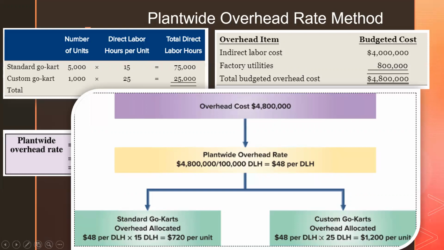For the custom go-karts, we're going to use that same $48 per direct labor hour that we calculated times the 25 direct labor hours that is expected to be needed to make each one. So the overhead cost assigned to each of the custom go-karts is $1,200.